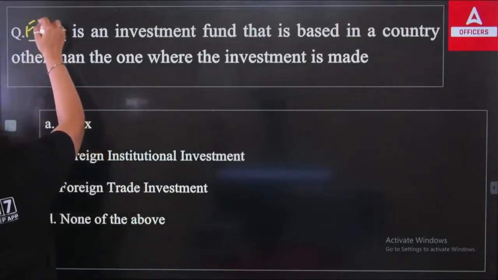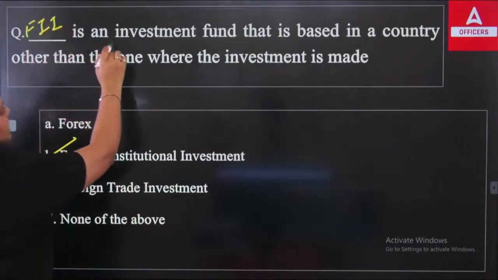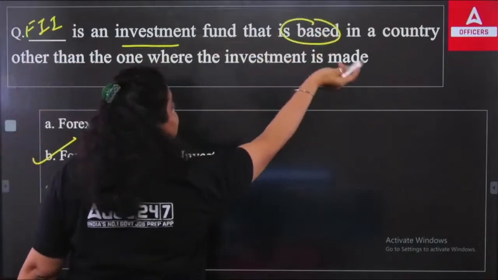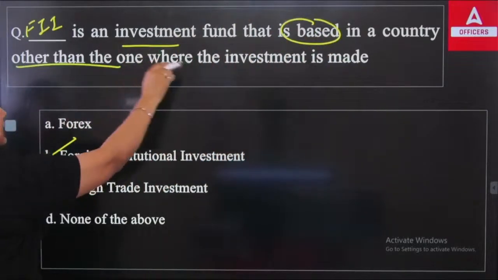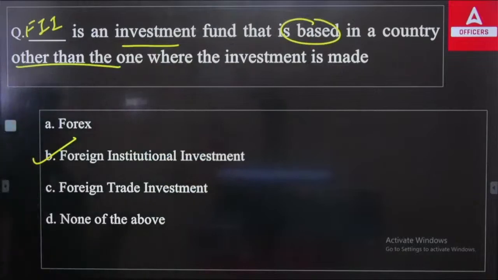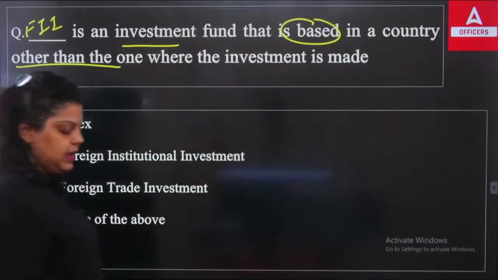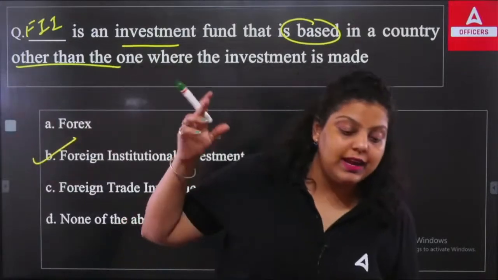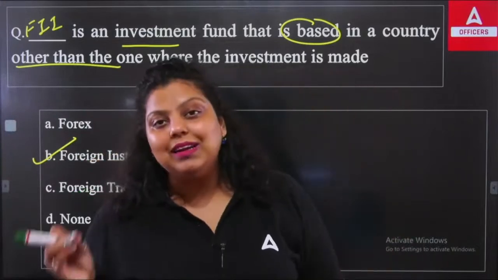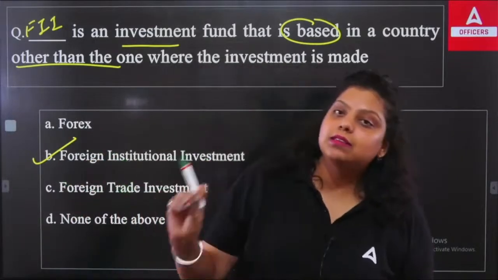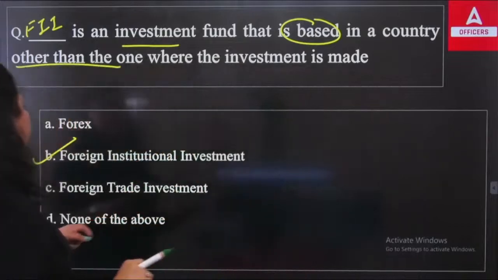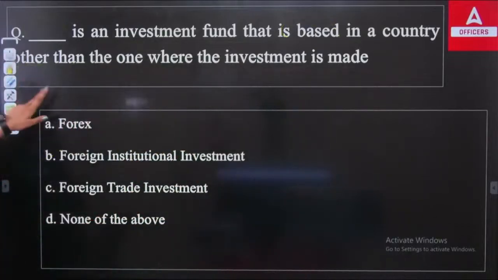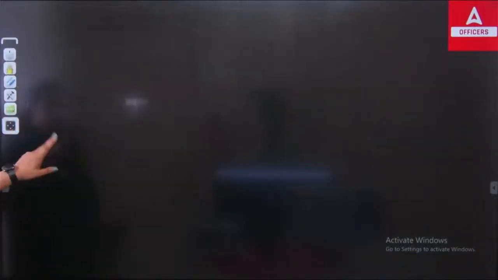So FII, foreign institutional investment, is simply an investment fund that is based in a country other than your country where the investment has been made. Like a foreign company investing in India. But in what condition? When you invest less than 10% in the Indian economy, that will be known as FII, foreign institutional investment. Okay, so the right answer will be B.